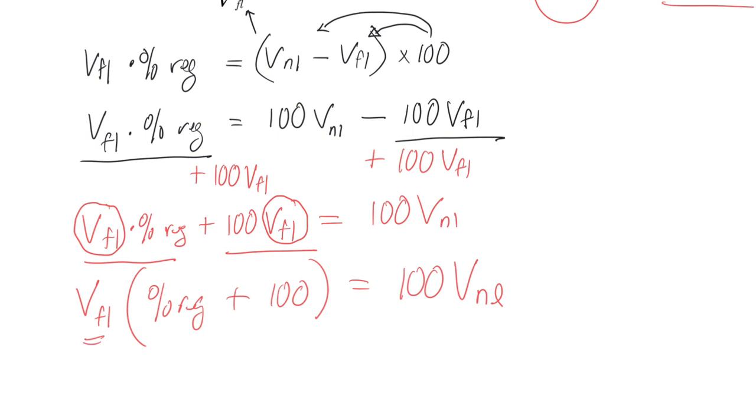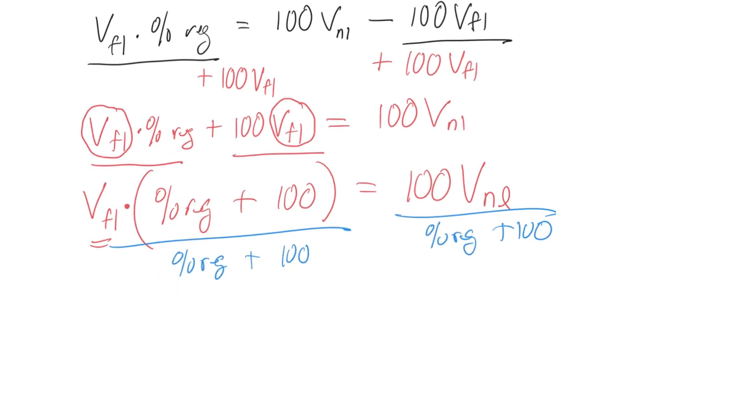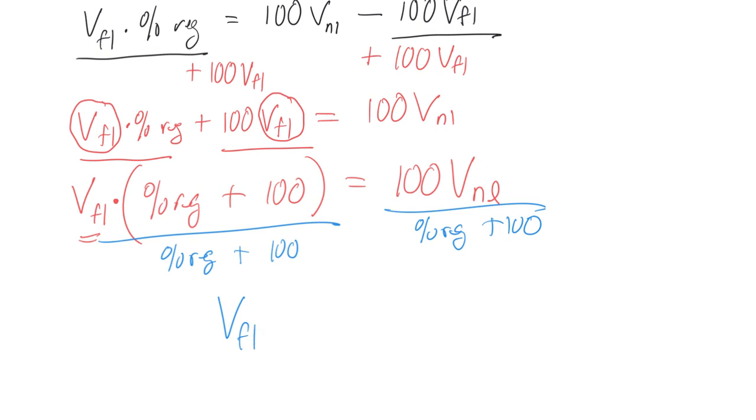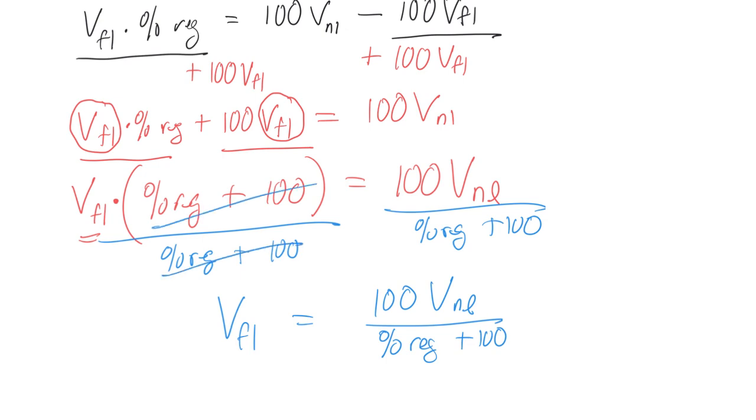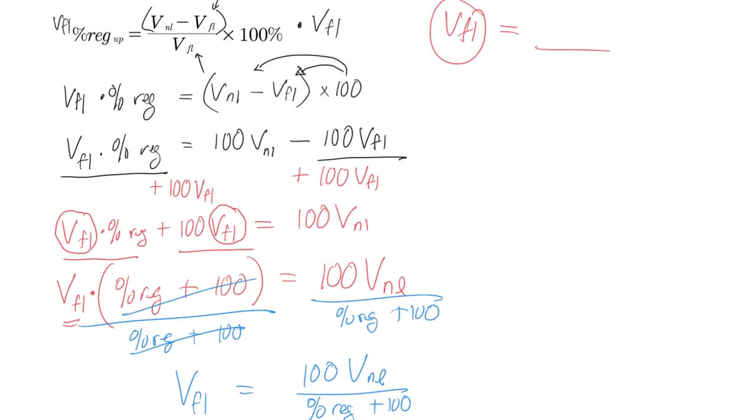So this is good. To solve, this is being multiplied, so I'm going to divide both sides by percent reg plus 100. So my formula will be VFL is equal to 100 VNL divided by percent reg plus 100. Okay, these two will cancel out. Now let's look and see what the question actually asked here.